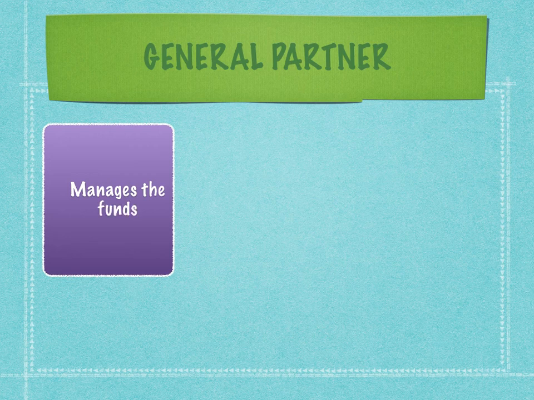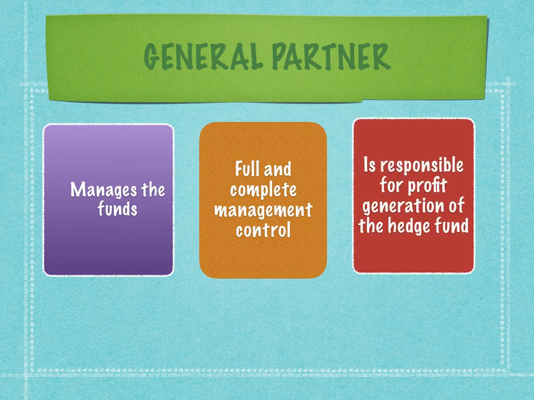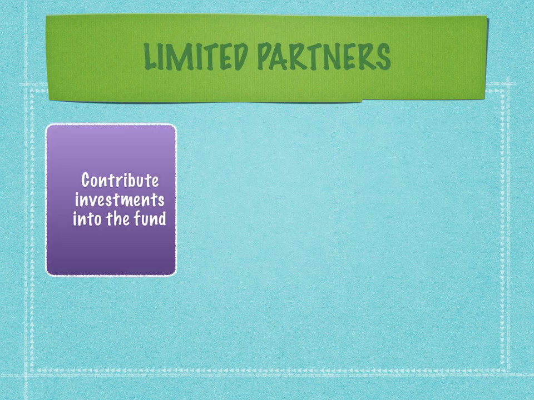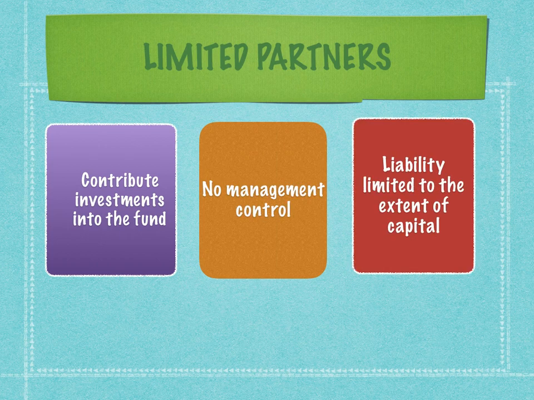General partner is the firm that manages the funds. So this is the partnership agreement between the general partners and the limited partners, and the general partner collects capital from the limited partners. It has the full and complete management control and is responsible for asset allocation, portfolio management, tactical strategies, etc., which result in profit generation of the hedge fund. The limited partners contribute only capital into the fund. There is no management control, and their liability is limited to the extent of capital that is contributed.